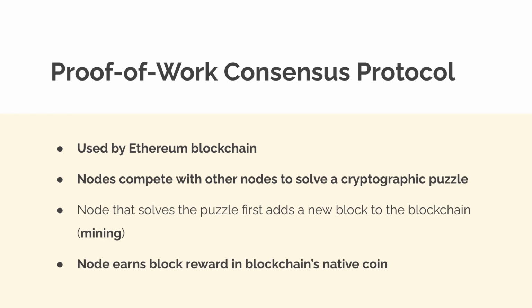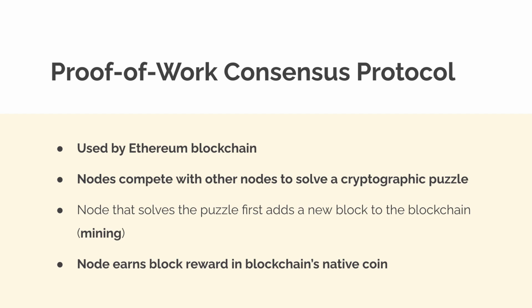And as well, the Ethereum blockchain uses the proof of work consensus protocol. This is the type of consensus algorithm that the blockchain uses. So it's a form of safety insurance, verification insurance. In this type of algorithm, nodes are competing with other nodes to solve a cryptographic puzzle. They have to solve a math problem, and these math problems are quite complex. The node that solves the puzzle first adds a new block to the blockchain. This is known as mining. So if you successfully mine a block, it means you have solved the puzzle first.